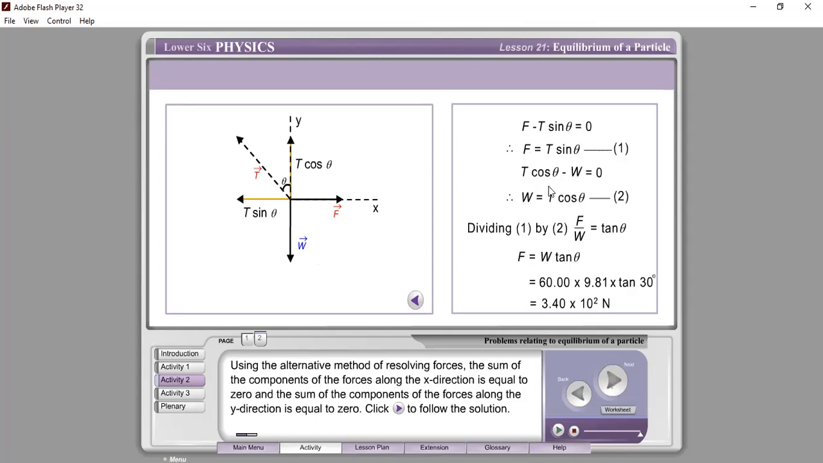So at the end, we solve. Now you see we have two equations, right? So we solve for T and then we get F. Dividing 1 by 2, we can solve for F over W equals tan theta. If not, you can use T equals F over sin theta and put it into the formula and we can get the answer. Okay.